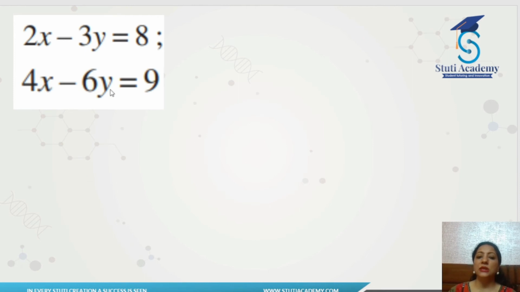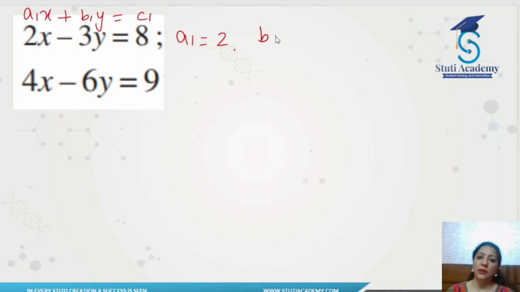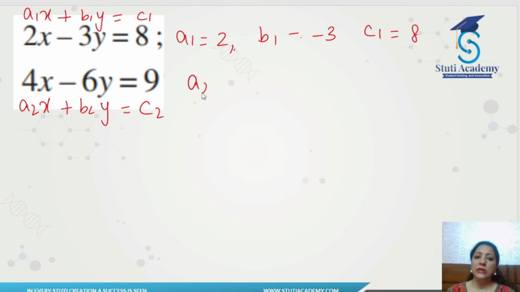Now here also we have to check the consistency of the equation. So we are going to compare this with a1x plus b1y is equal to c1. Children, please notice these are the questions which we are doing from NCERT. And then we are going to get here a1 as 2, b1 minus 3 and c1 8. And if we compare this with a2x plus b2y equal to c2, we'll get a2 as 4, b2 as minus 6 and c2 as 9.